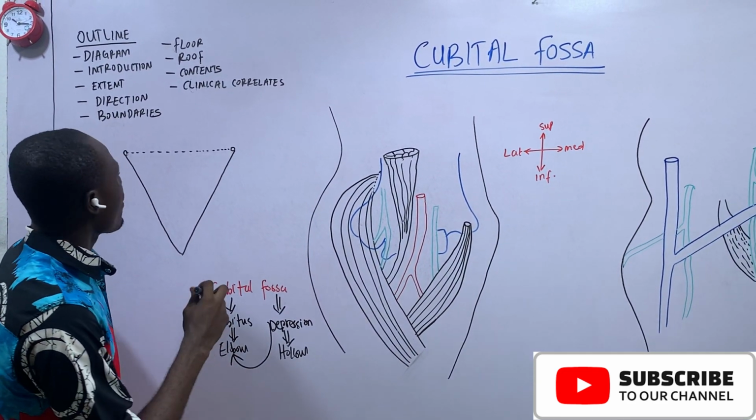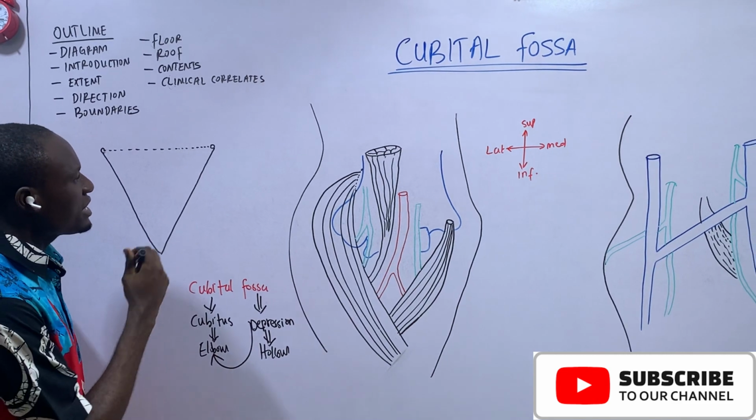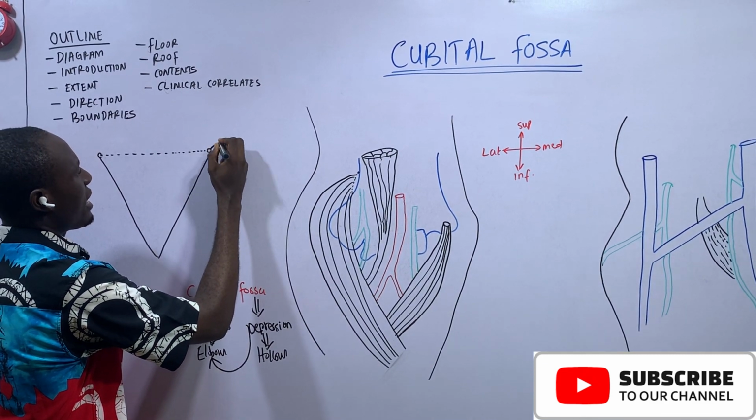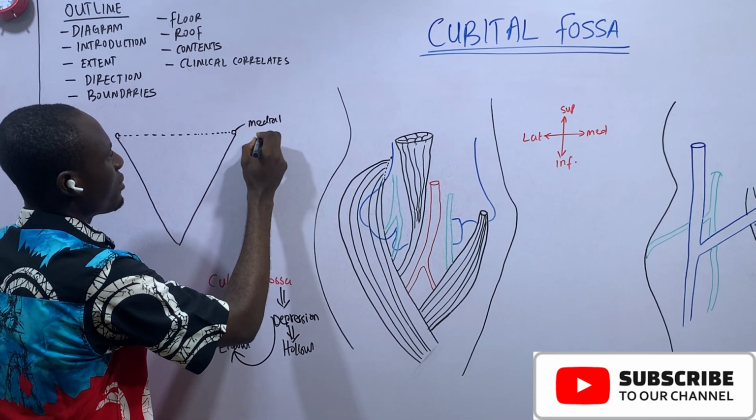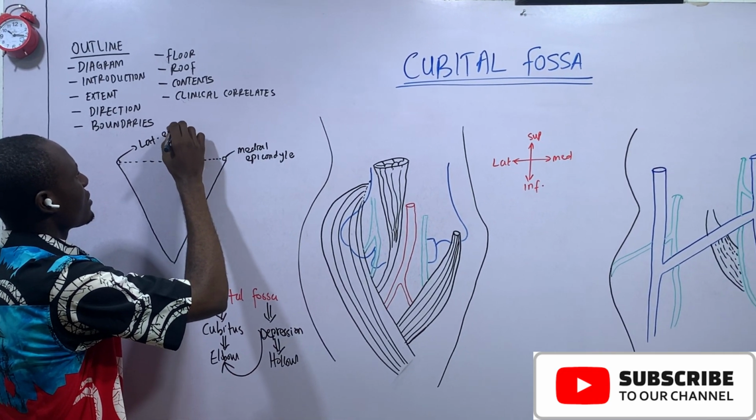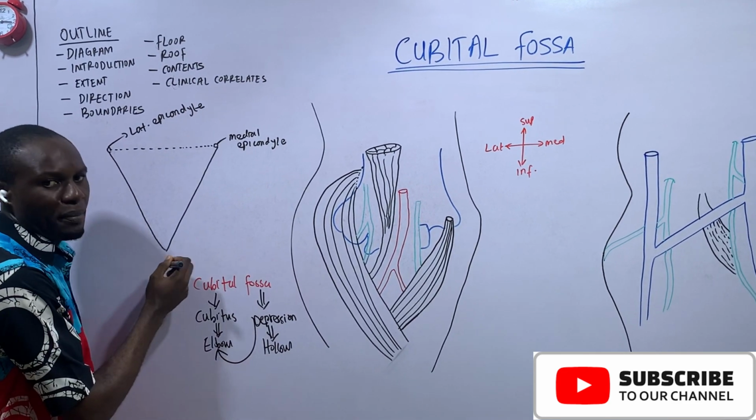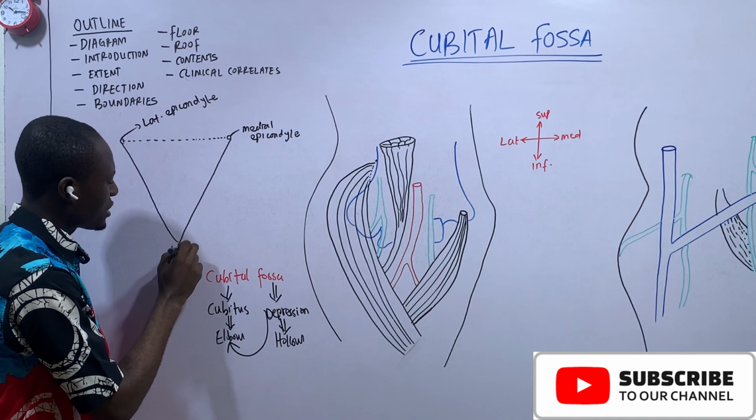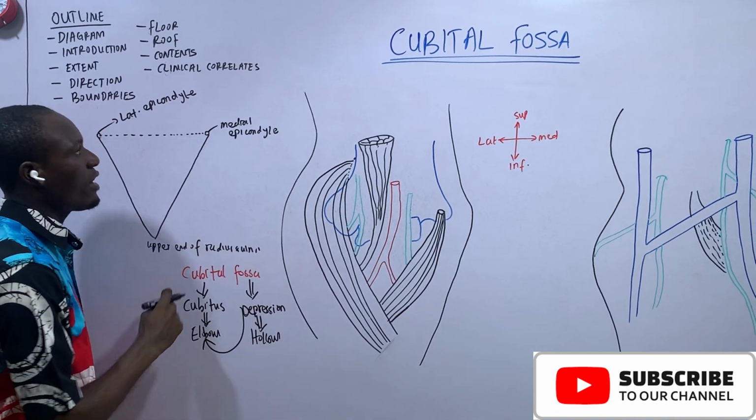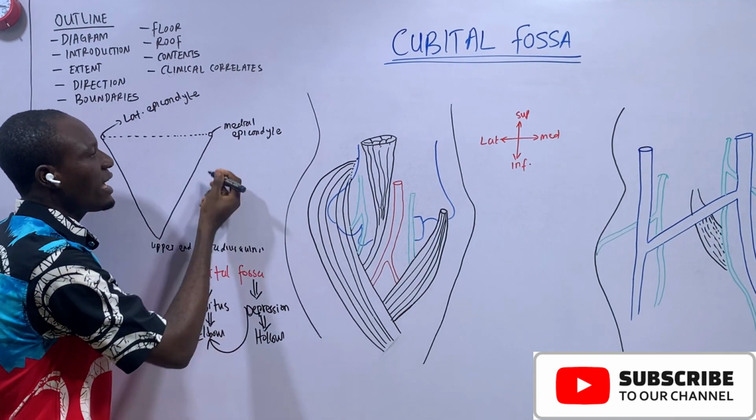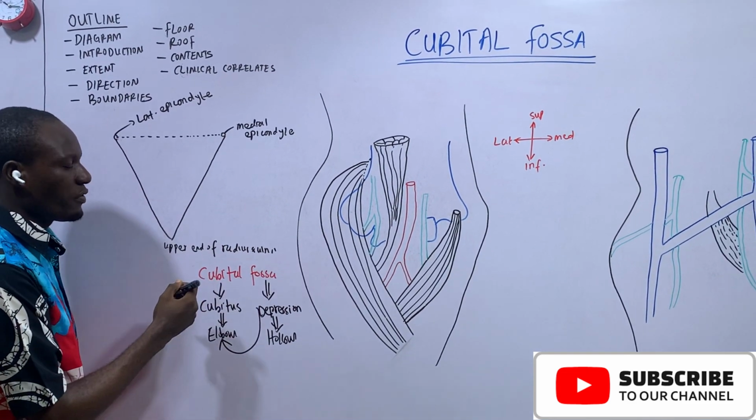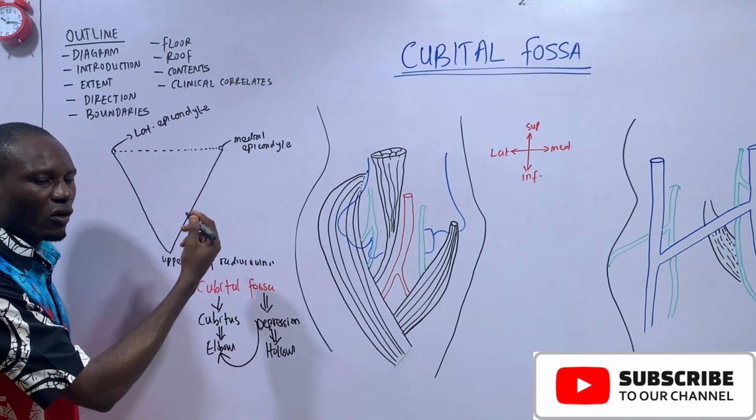Alright. So, what is the extent of this depression? This depression extends from the lower part of the humerus. Right here are the epicondyles. This is the medial epicondyle of the humerus, and this is the lateral epicondyle of the humerus. And this apex here is where we have the upper end of radius and ulna. Therefore, the cubital fossa extends from the distal end of the humerus and the region of the epicondyles to the proximal parts of the radius and ulna. That is simply the extent of this depression.